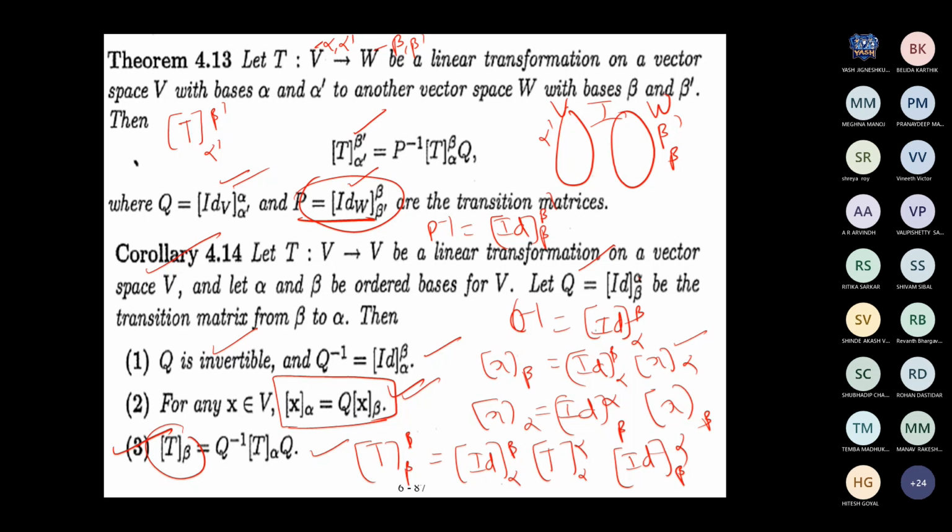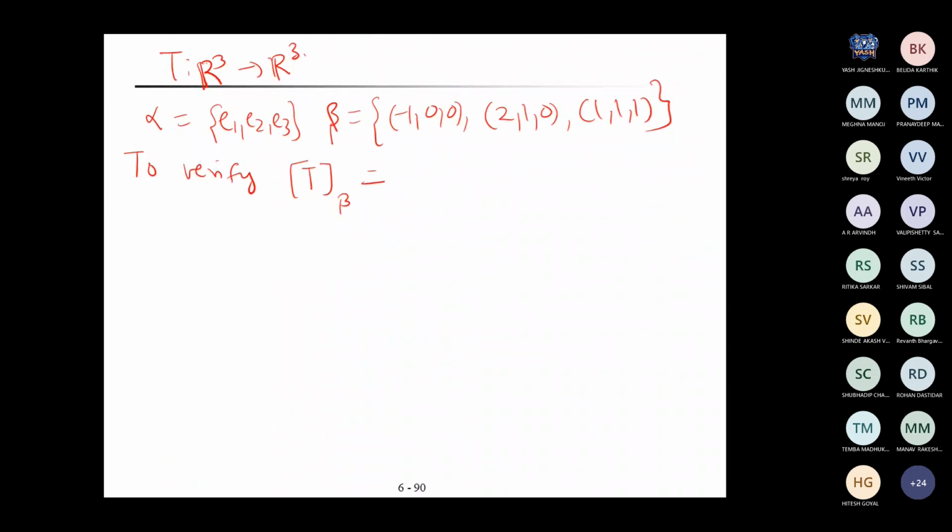What you have to verify? Q inverse, that is ID alpha to beta, into T alpha to alpha, and here ID beta to alpha. This statement we need to verify whether it is satisfied or not. So which one will we find first? Can you please say which one will be better? ID beta to alpha or ID alpha to beta?